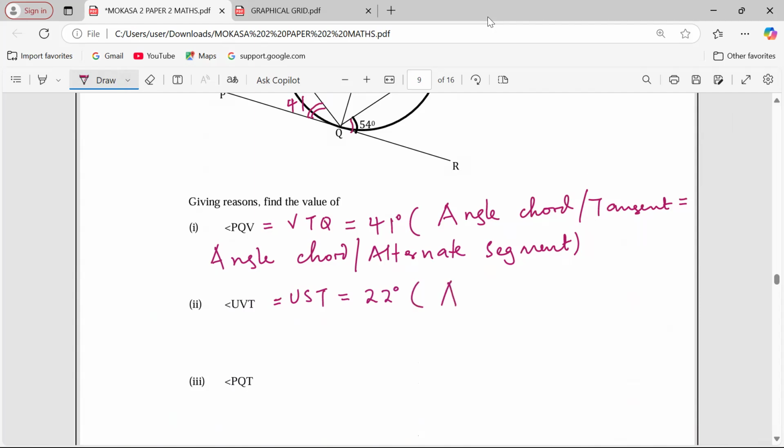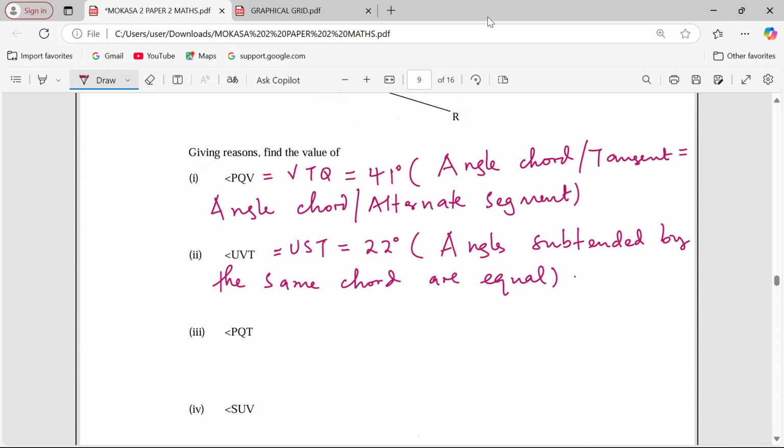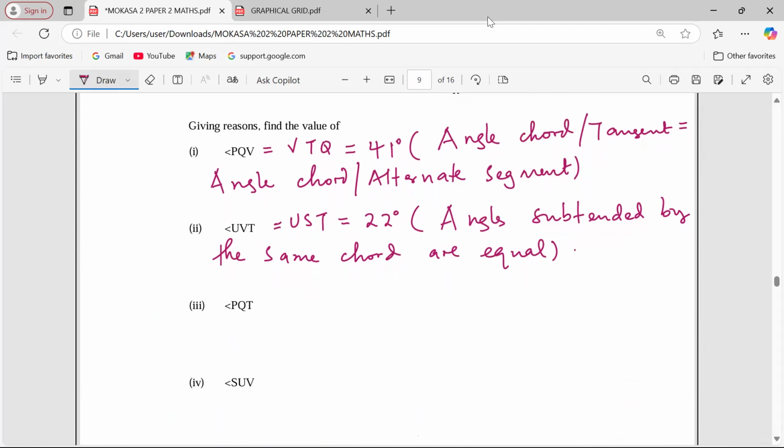Angles subtended by the same chord are equal. This one should be understood from Form 2 work without struggling. That angles subtended by the same chord are usually equal that way. So we have the angle being equal to 22 degrees.